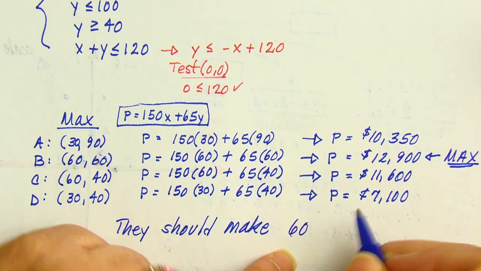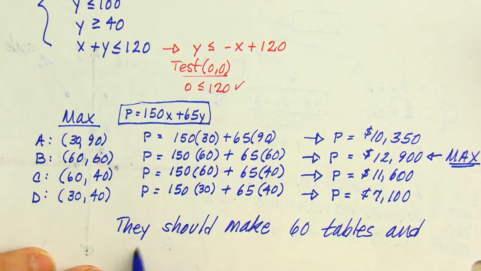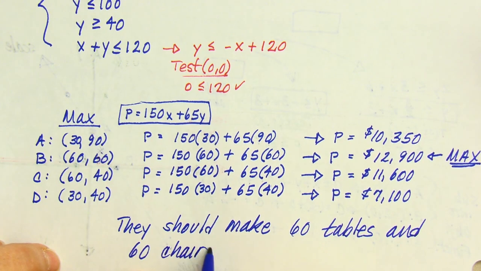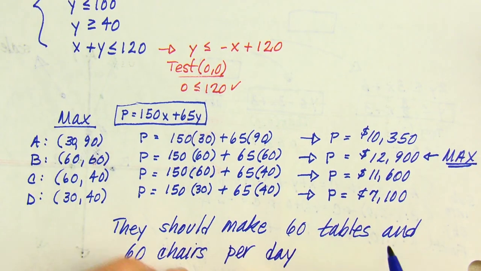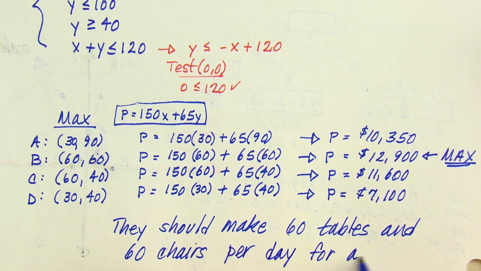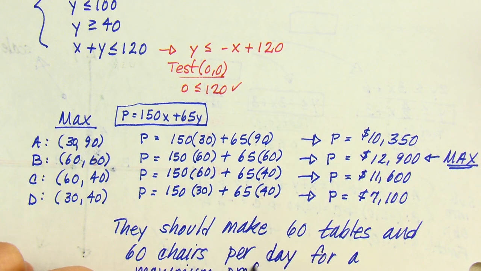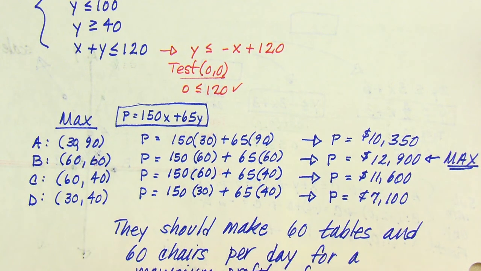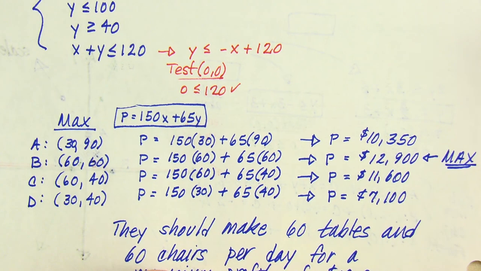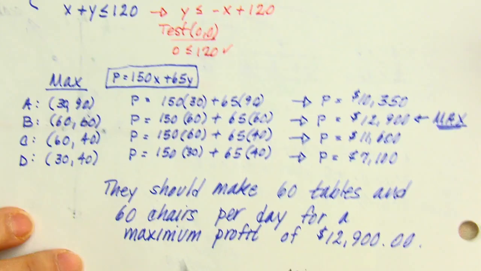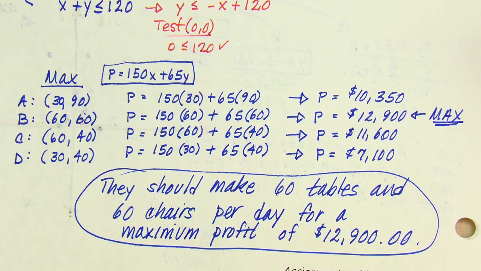They should make 60 tables and 60 chairs per day for a maximum profit of $12,900. Okay, and this would be my final answer. In sentence form, I have answered the question.